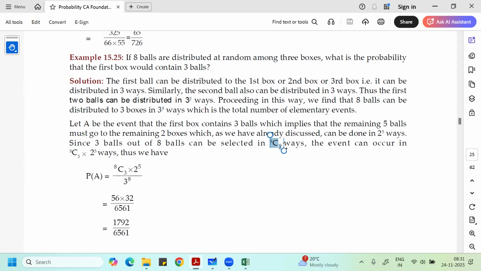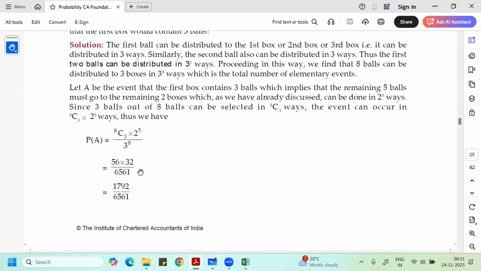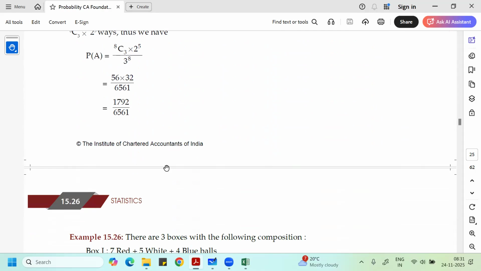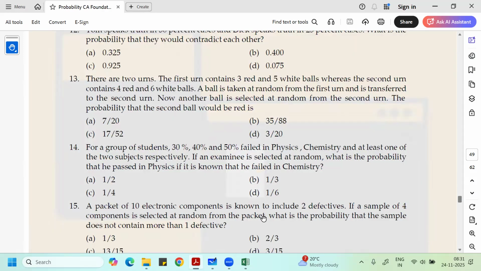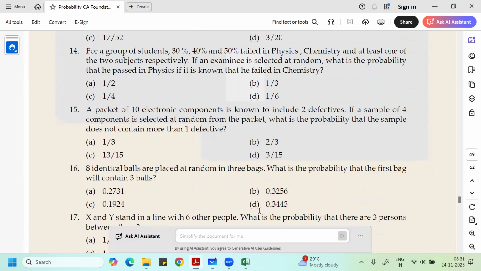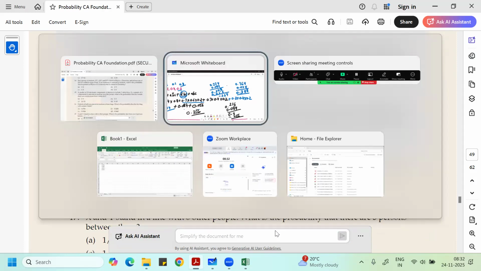Then you are left with five balls. Now, in how many ways can five balls go into the remaining two boxes? It can be done in 2 to the power 5 ways. So your total probability would be 8C3 into 2 to the power 5 divided by 3 to the power 8. If you solve this, you will get 1792 by 6561. That is your answer. So here the answer for question number 16 is 1792 by 6561.